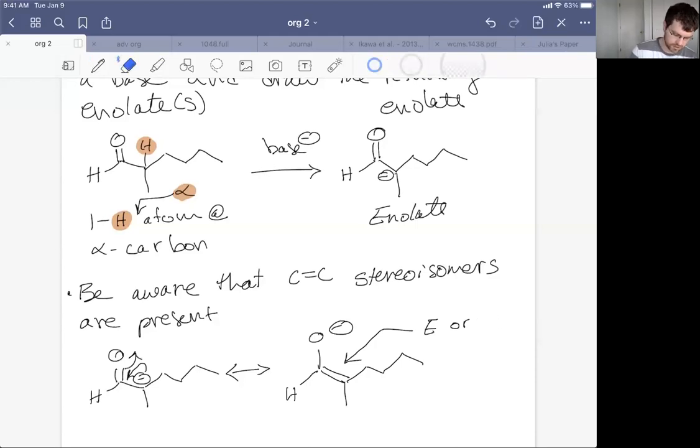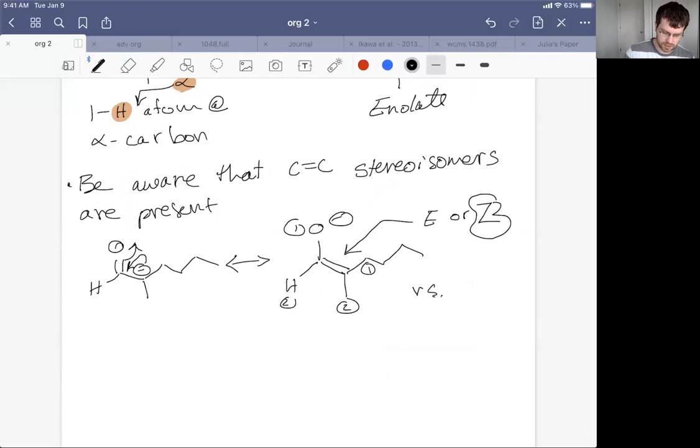It looks kind of like a second E. E and Z. Now in this case, we are Z, same side, because we have priority 1, priority 1, priority 2, priority 2. So we have a Z enolate here versus the E enolate, where in this case, the right sides have flipped. You could flip either side, just do it once. So now this would be E.